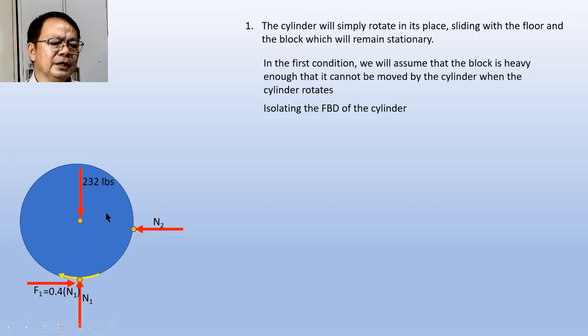And because this cylinder will be rotating in that direction, ibig sabihin, ito yung magiging relative motion ng cylinder against the block. And as such, the block will be exerting a frictional force in the opposite direction as the direction of the relative motion of the cylinder against the block. And therefore, it will be directed in this manner. And that will be our F sub 2, and that F sub 2 can be expressed in terms of N sub 2 because F sub 2 is equal to 0.4 multiplied by N sub 2.